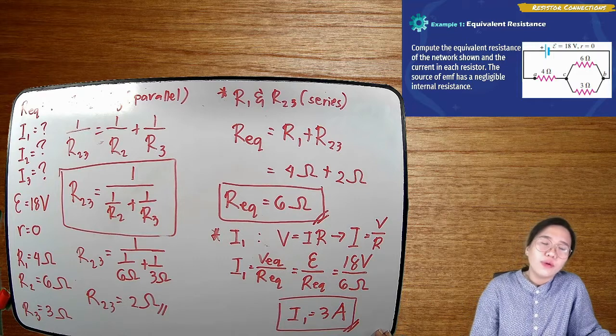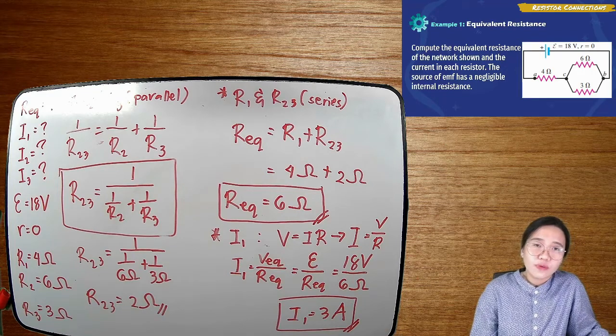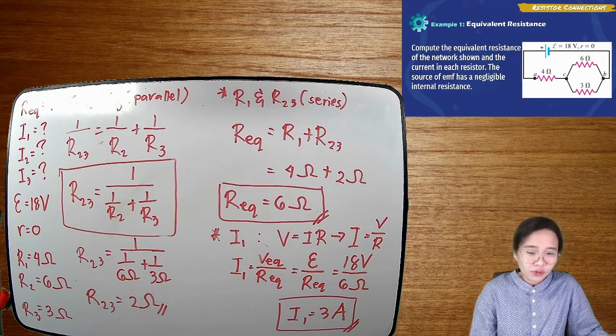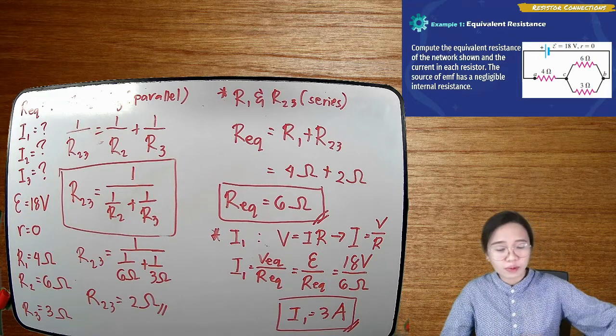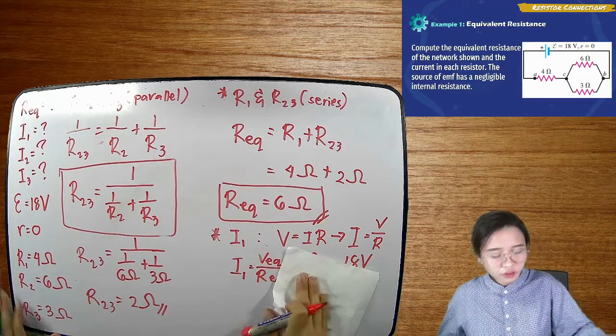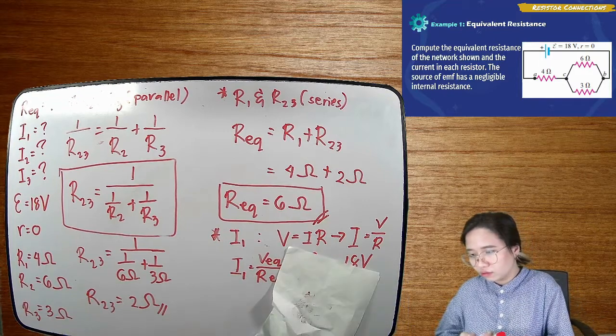Okay, so we have done the equivalent resistance, where we combined all resistors to solve for the current. We will then return and break apart the resistors again. Next, we will have R2, so I2.